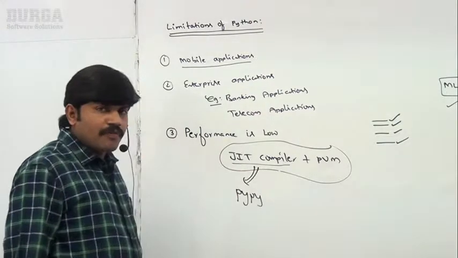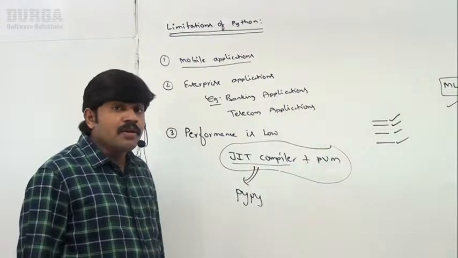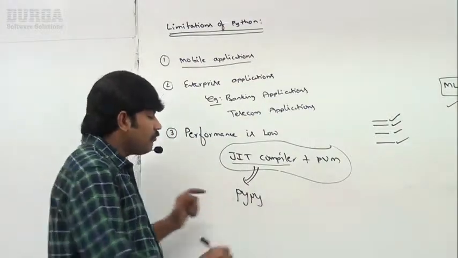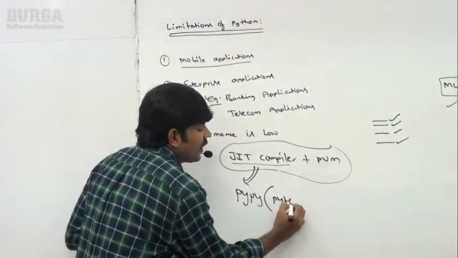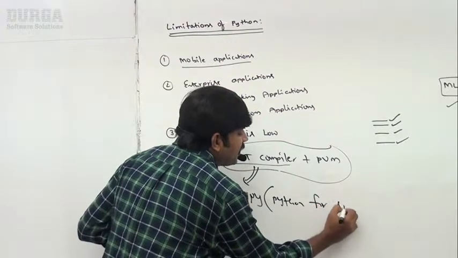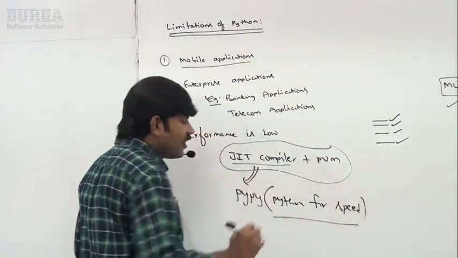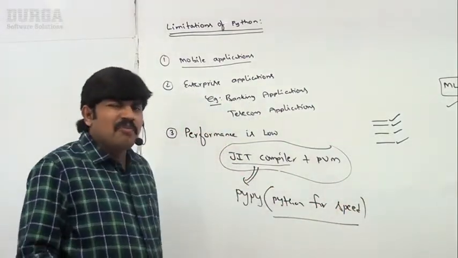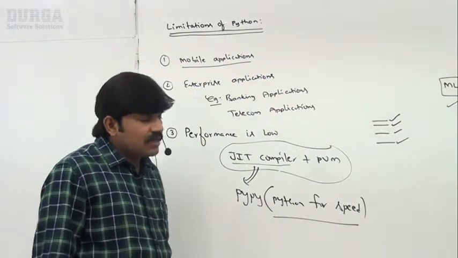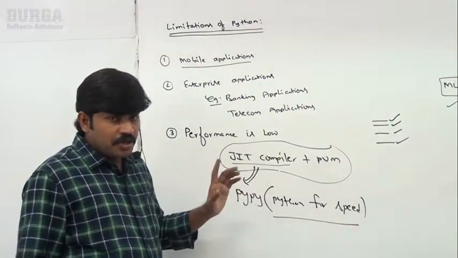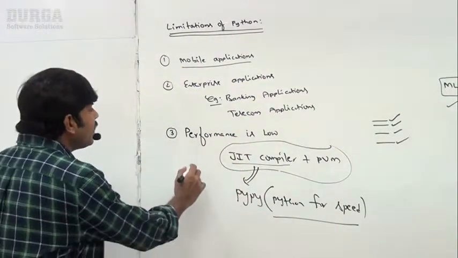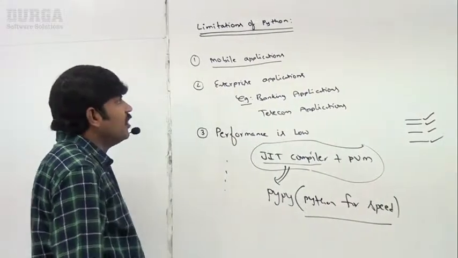If you want performance, then obviously it's better to go for the PyPy version, which is also known as Python for speed. Remember this one, Python for speed. This version is available, but still performance-wise it's not up to the mark of this Python, right? So there are various important limitations for Python.